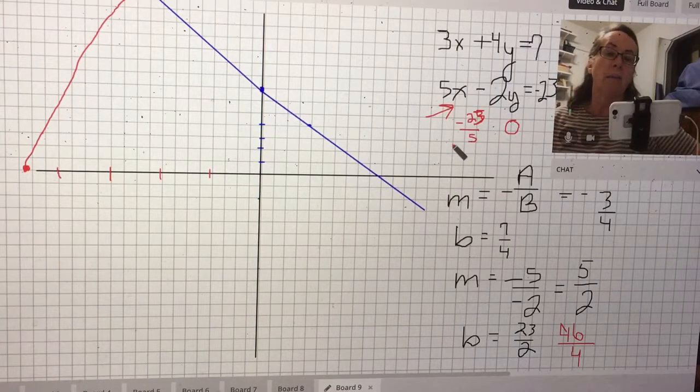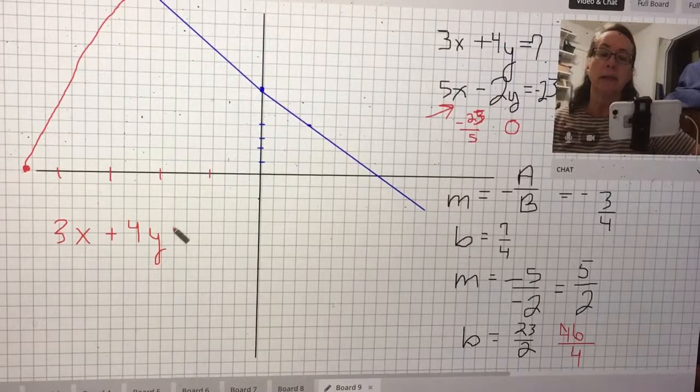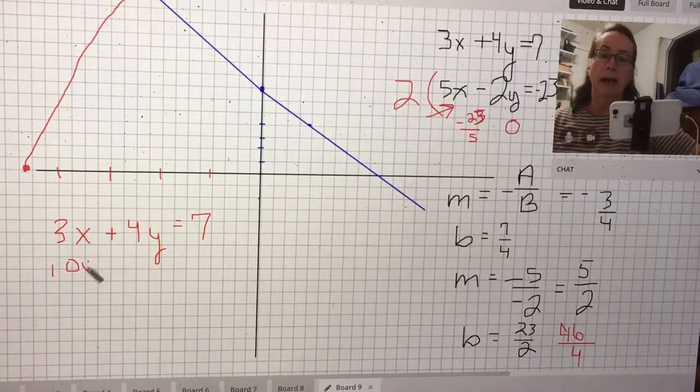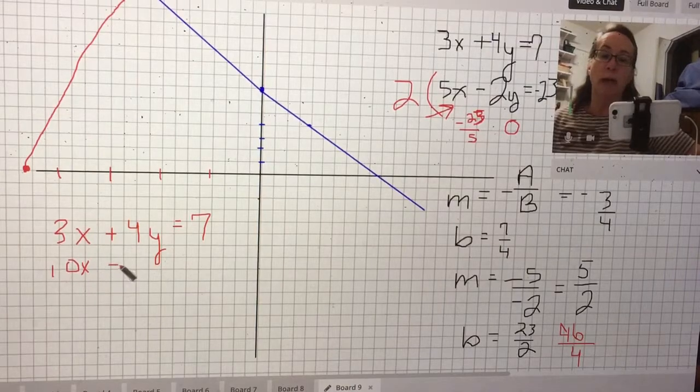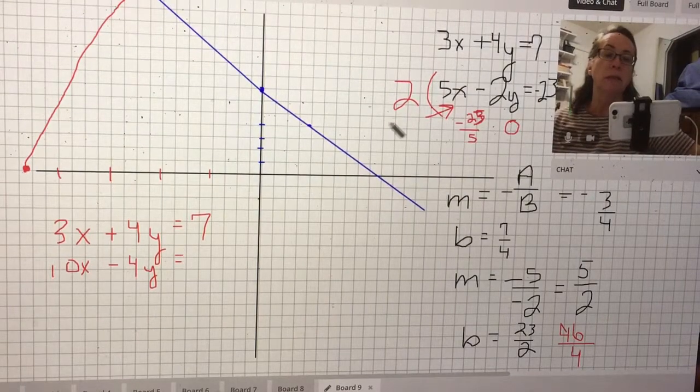So we'll just use a different method to solve this one, because this one is just not fitting on my screen very well. So let's go ahead and use elimination. So we can use elimination with this. 3x plus 4y is equal to 7. Now, this second line, I'm going to multiply the whole thing by 2. And when I do, because I'm using elimination, I'm going to get 10x, and then minus 4y, which is going to cancel with the 4y above it. And then 2 times the negative 23 is going to be negative 46.